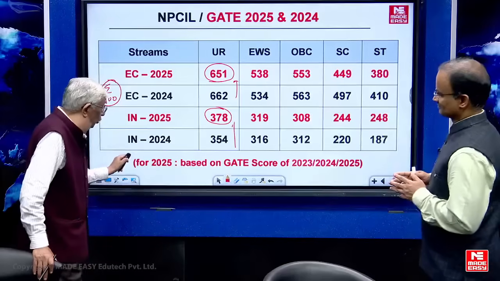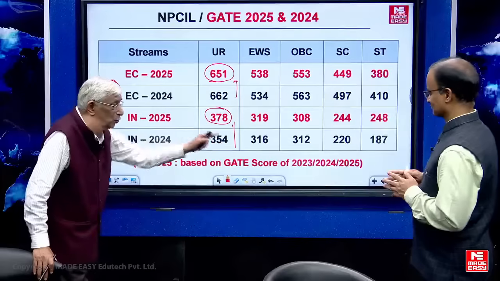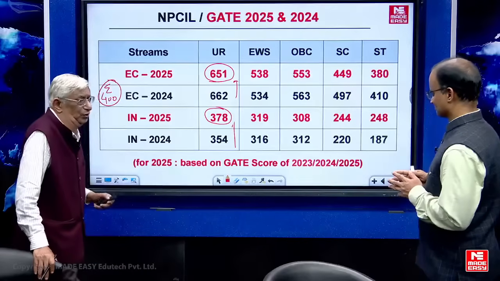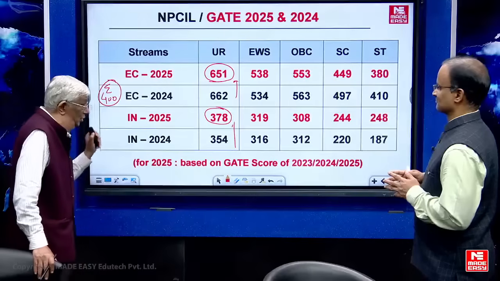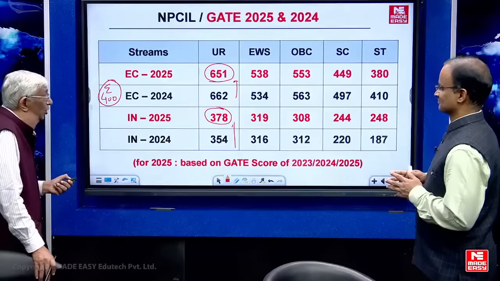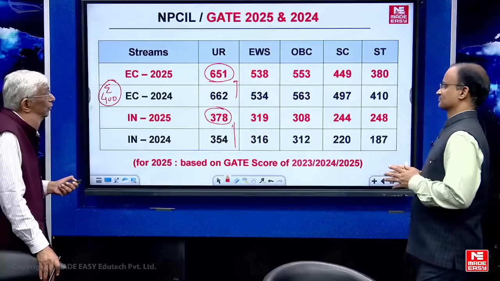The cutoff for GATE 25 is based on the GATE scores of 23, 24, 25. So this year it will be based on 24, 25, 26. It's an important slide for you in case you are looking at NPCIL for making your career point.